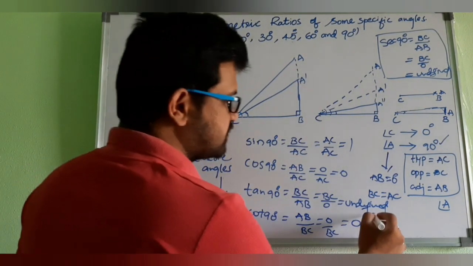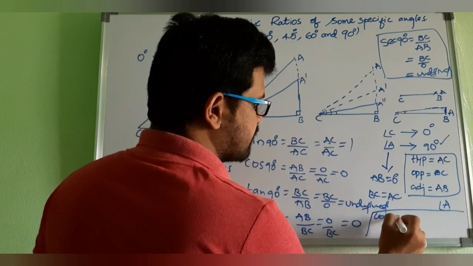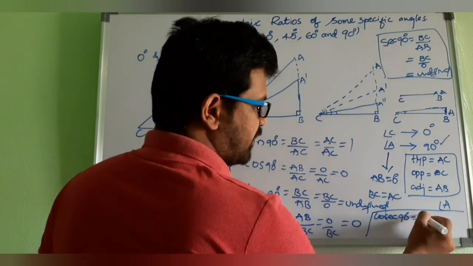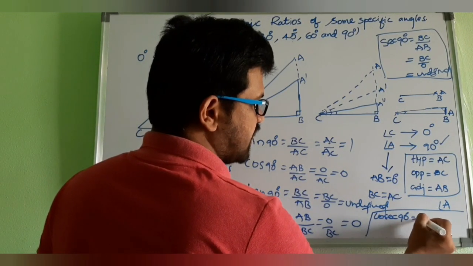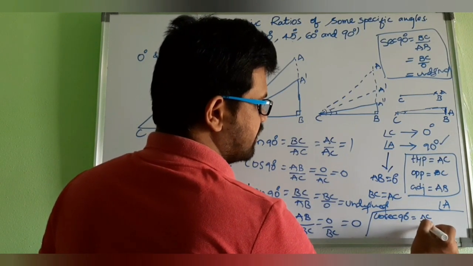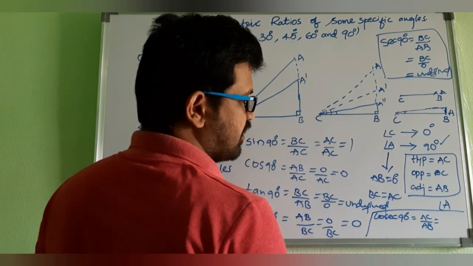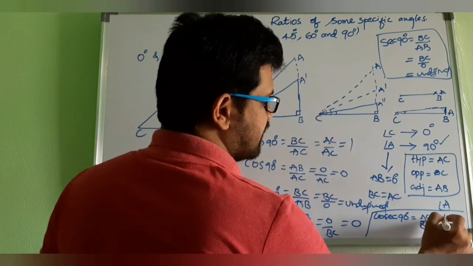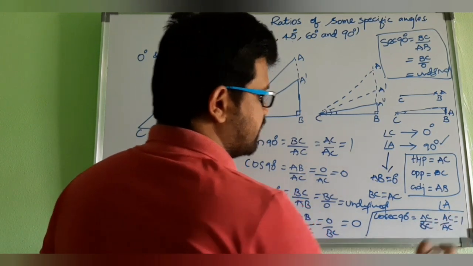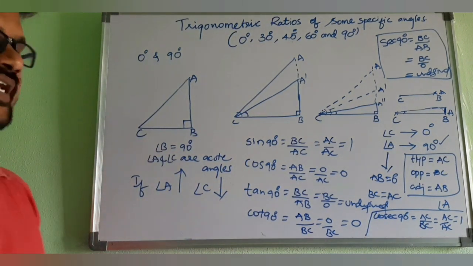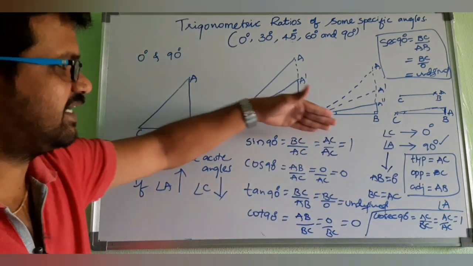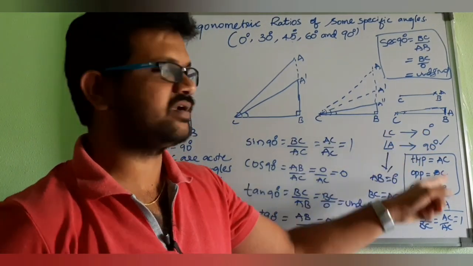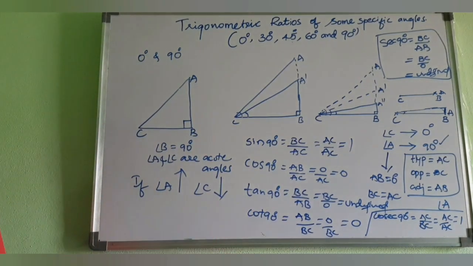Similarly, cosec 90 degrees, I am writing here. Cosec 90 degrees is hypotenuse by opposite side. What is the hypotenuse? AC. Opposite side is BC. AC by BC, that is AC by AC, that is 1. Cosec 90 degrees value is 1. Right. Sin 90 is 1. So here you have to keep in mind that when angle C tends to 0, angle A tends to 90 degrees. Note down this.